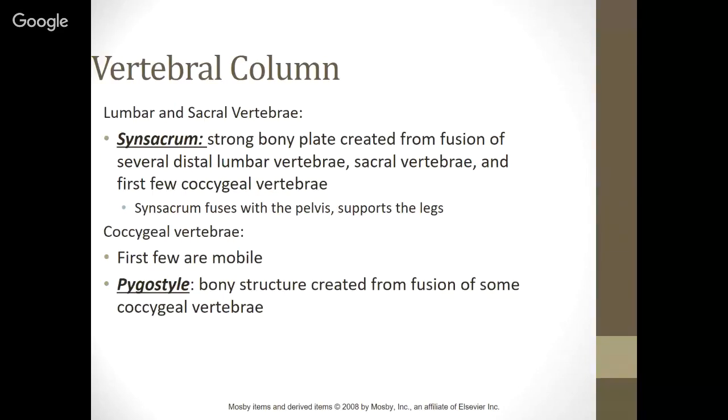And then there is a pygostyle. Remember the uropygial gland? The pygostyle is a bony structure that's created from the fusion of some of those coccygeal vertebrae. So that pygostyle is in the back, in the tail area.